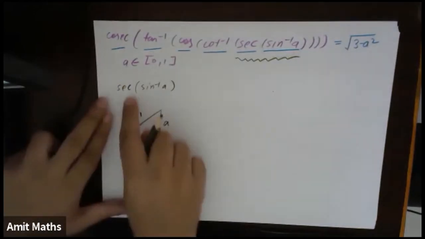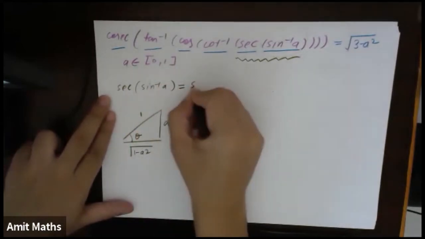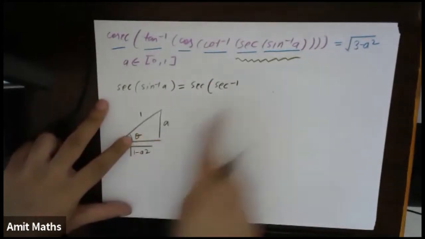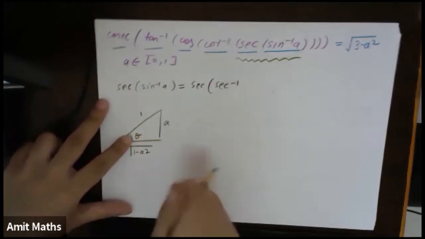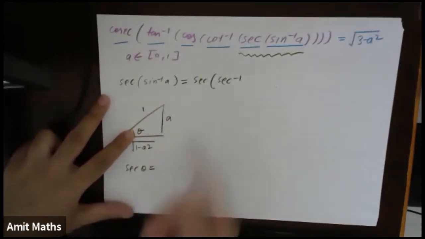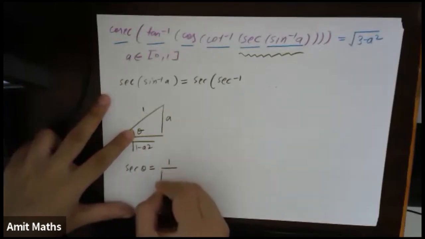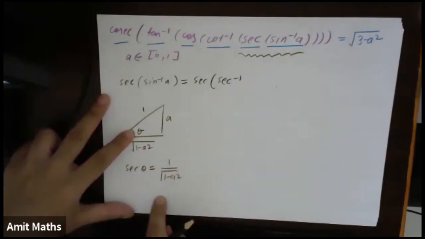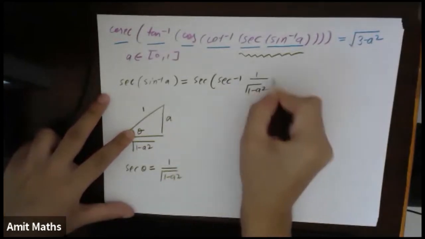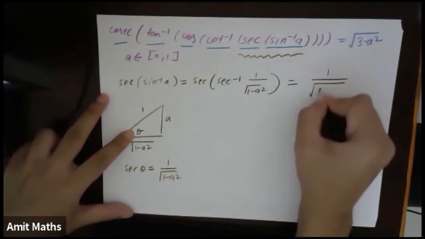This is simple, right? I have to write this in terms of sec inverse. So I can write sec of sec inverse of theta, so sec theta. Sec theta means hypotenuse upon the base. So this is 1 upon root of 1 minus A square. So I can write this as sec inverse of 1 upon root of 1 minus A square, and this will simply give you 1 by under the root of 1 minus A square.